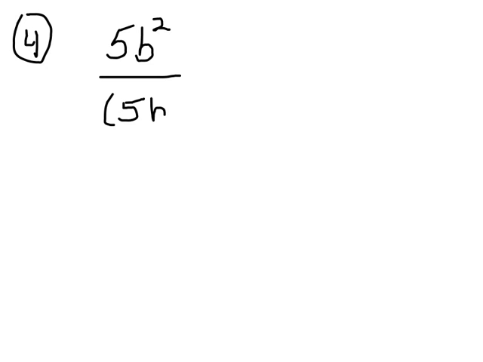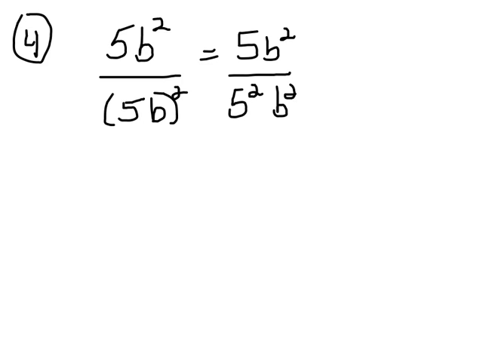Okay, so for number 4, I bet on the test this will be one of the most frequently missed problems. The reason is when you go to square 5b on the bottom, you have to square both parts of it. That's the same thing as saying 5 squared and b squared if you were to write it all out. It's easy to think it's just 5b squared, but you have to square each part of that term. So 5 squared ends up being 25 on the bottom, and then you have the b squared.